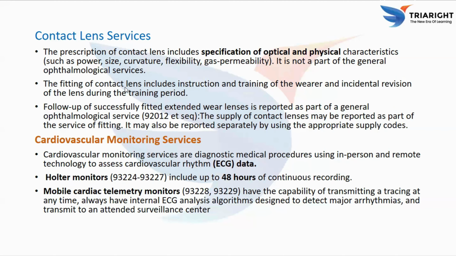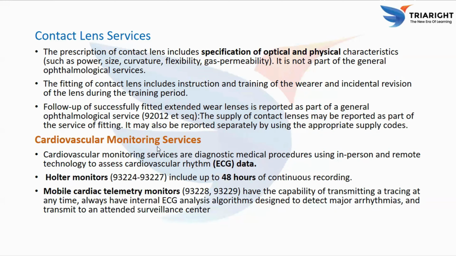So what are the follow-up visits after fitting? Follow-up of a successfully fitted extended wear lens is usually billed as general ophthalmological services. The code ranges are 92012 to 92014. Once fitting is successful, routine follow-ups are not separately billed as fitting. So supply of contact lenses: contact lenses may be included in the fitting service or it may be billed separately using appropriate supply codes. Generally, what are the common mistakes? Billing contact lens fitting as a part of routine eye exam, billing follow-up visits as repeated fitting, and forgetting that lenses themselves may require supply codes.